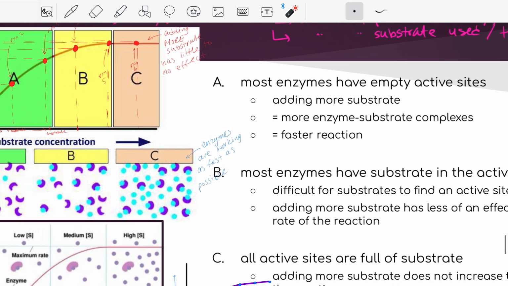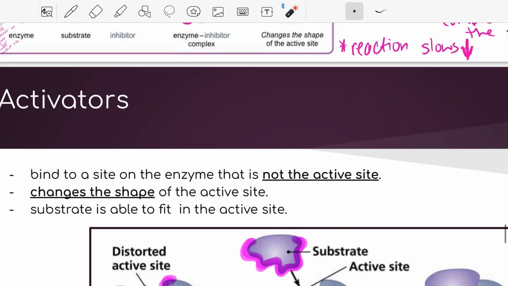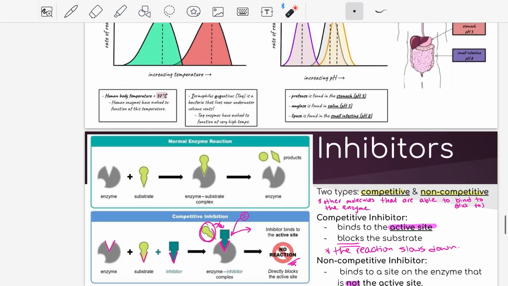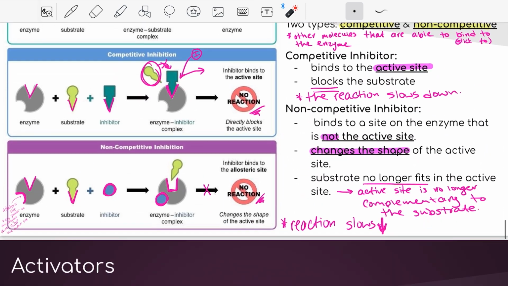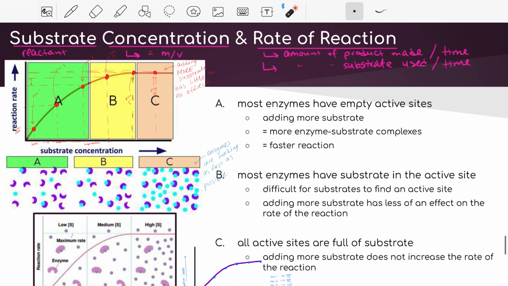All right, you guys, and so that kind of talks about the different ways that we can change the environment to affect the speed of an enzyme or reaction. We've got inhibitors, competitive and non-competitive, activators, and then we've got the effect of substrate and enzyme concentration on the rate of the reaction.